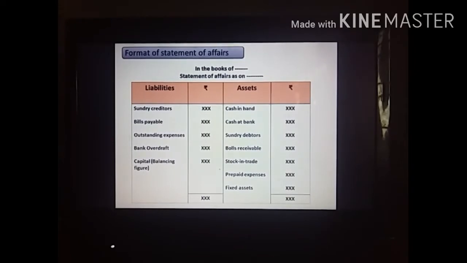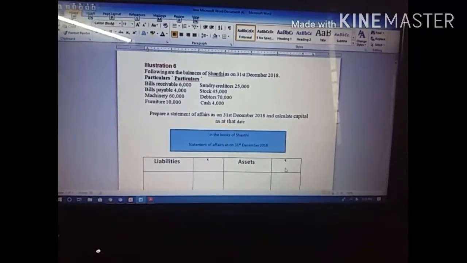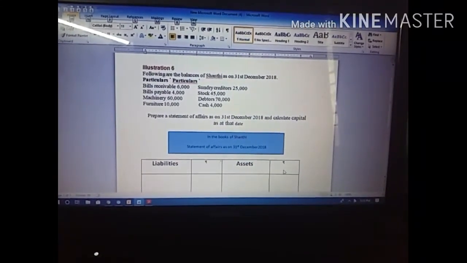Write the format one or two times, then only you can easily understand it. If you don't know the format, it is very difficult to prepare a statement of affairs. So children, please learn this video. Watch carefully and learn the things. I'm going to explain illustration 6. So this is illustration 6, page number 10.